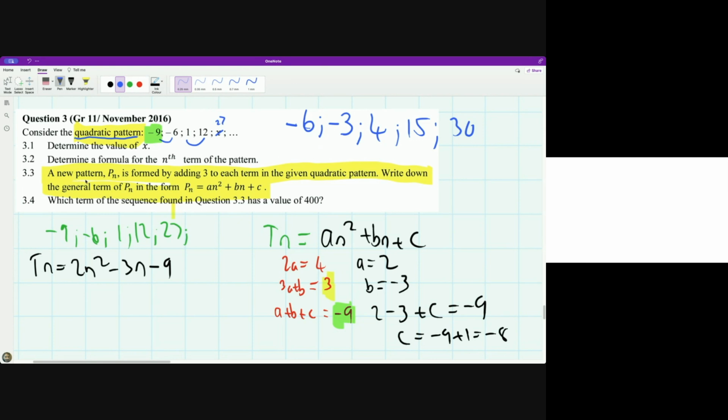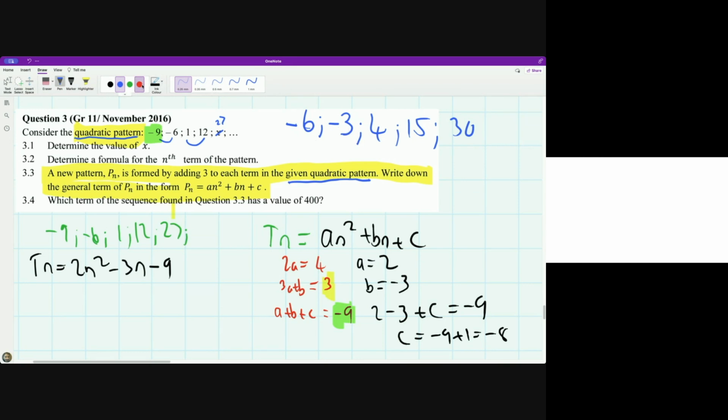It says a new pattern is formed by adding 3 to each term in the given quadratic pattern. They're referring to the quadratic pattern above. So I go minus 9 plus 3, that gives me minus 6. Minus 6 plus 3 gives me this, and so on. Can I have a thumbs up now if you understand where I get the blue?